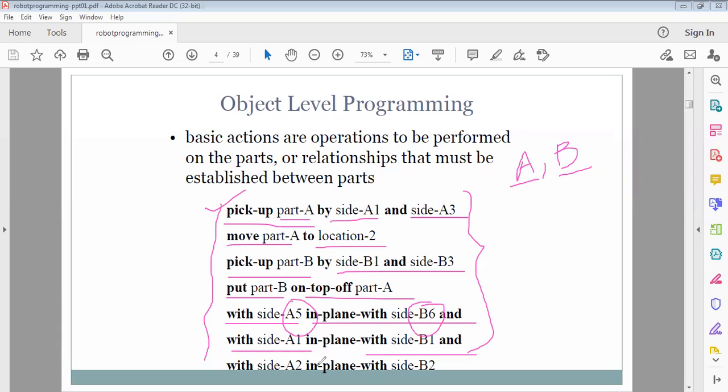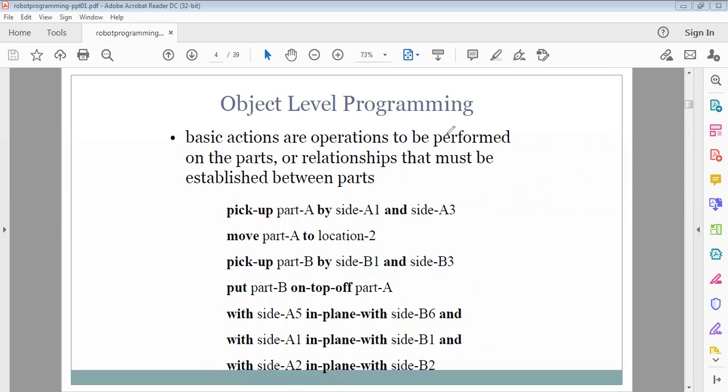with side A2 in plane with side B2. So these are the planes which are parallel after placing object B over the part. So this is the way you write the object level programming.